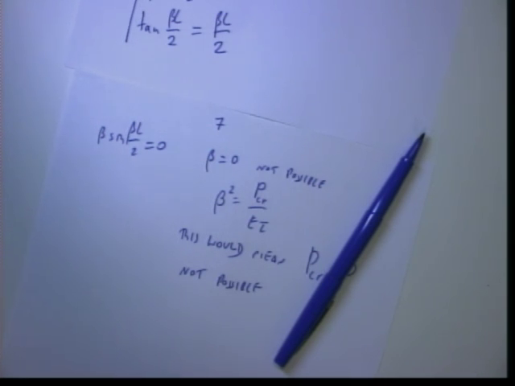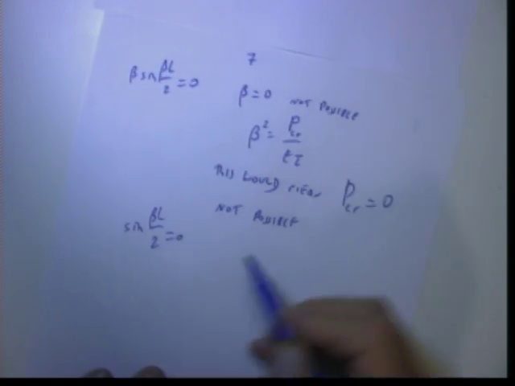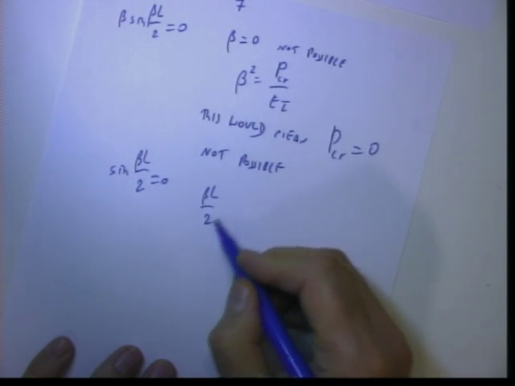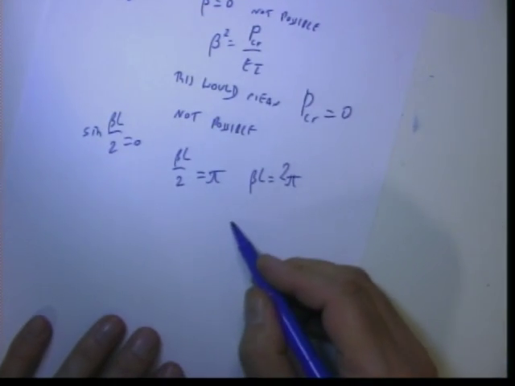Only for a free column, of course, P equals 0 is enough to lose stability. I can just transfer this free column from here to here. So it lost stability. It never came back to the original position. So P equals 0 is a buckling load, because I moved from here to here. It was free. So what should be 0 is sine beta L over 2 equals 0. Sine beta L over 2 equals 0 means beta L over 2 is pi, or beta L equals 2 pi, or beta equals what?